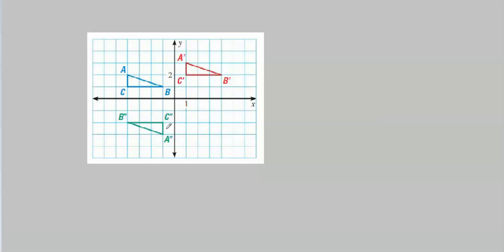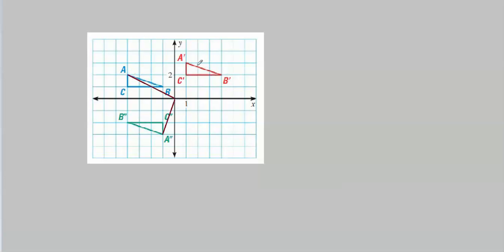Oh, I see what's going on here. Looks more like a 90-degree rotation, doesn't it? It goes from this quadrant to this quadrant. 180 would have put us over here. This swings down. So let's draw it in. Yeah, looks like a 90-degree rotation to me. But we can check it.